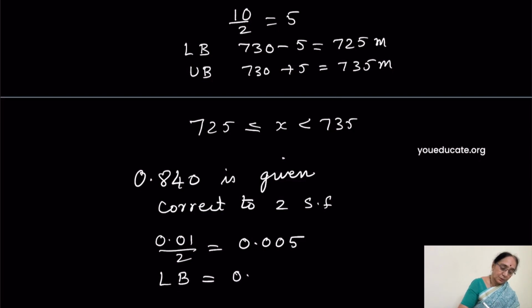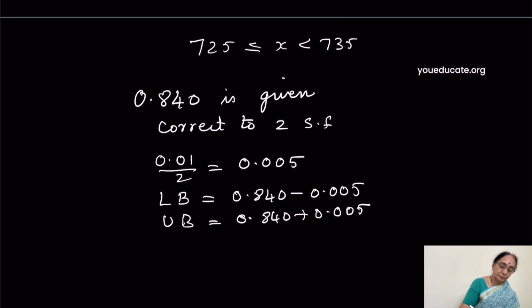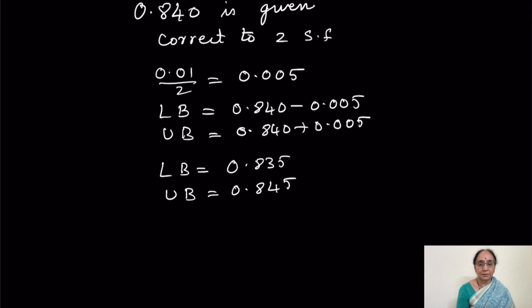Then the lower bound, as usual, will be 0.840 minus 0.005, and the upper bound will be 0.840 plus 0.005. So the lower bound will be 0.835, upper bound will be 0.845. So when the measurement is given correct to 2 significant figures, your lower bound and upper bound will have 3 significant figures.